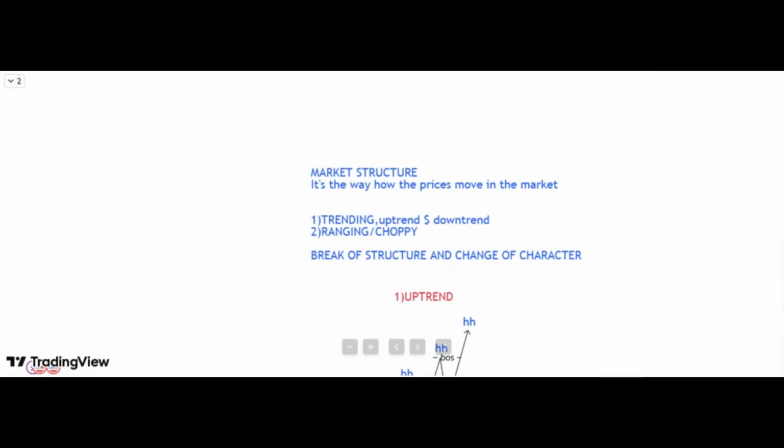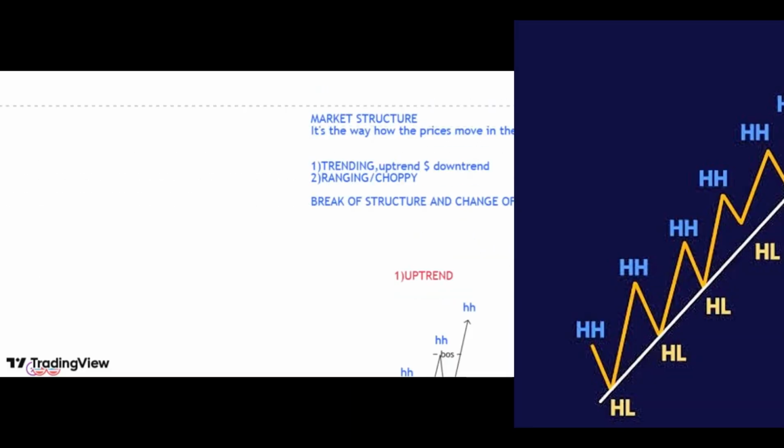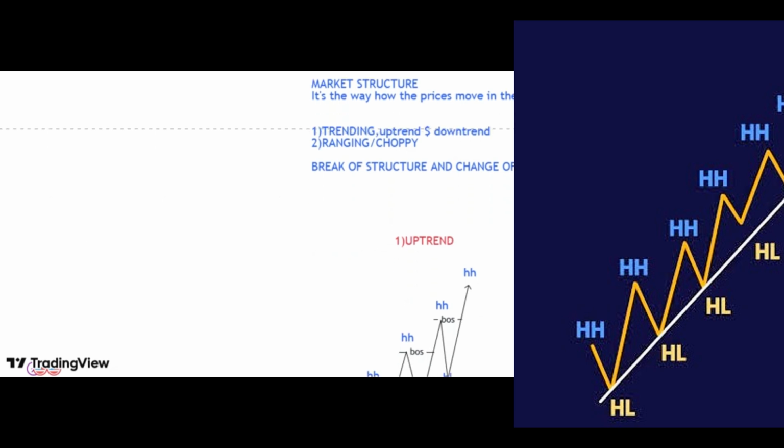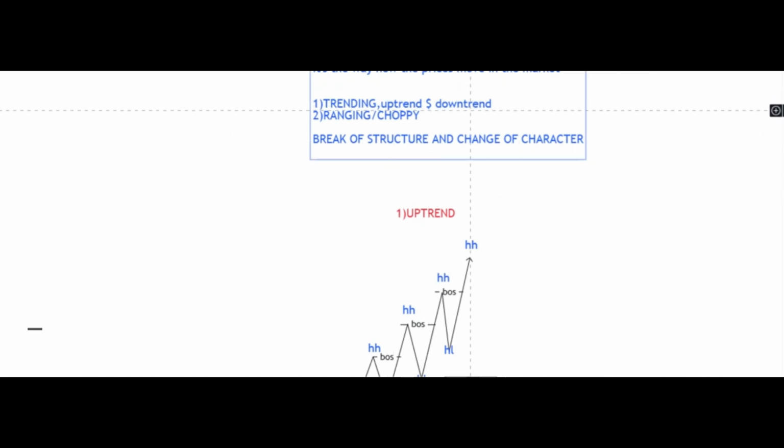As of today's video, we are going to talk about market structure. We shall talk about what market structure is, and what falls under market structure. As we see here, market structure is just a way the price moves in the market. It can move in an uptrend way, a downtrend way, or in a choppy way.